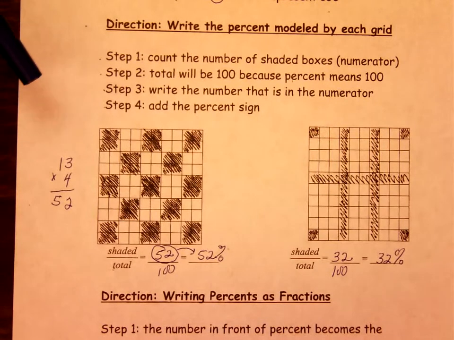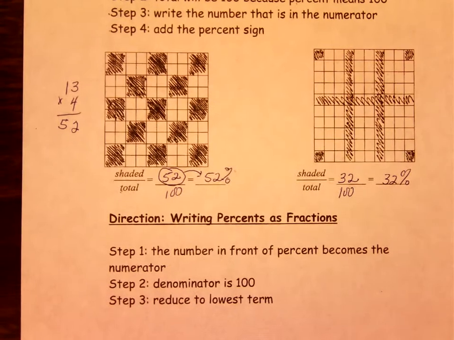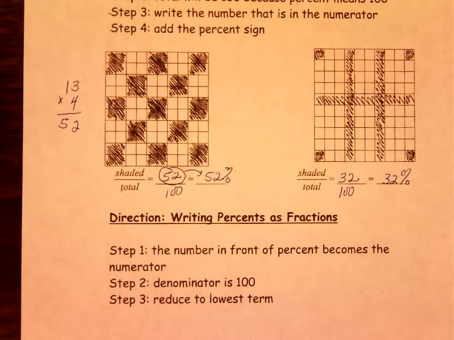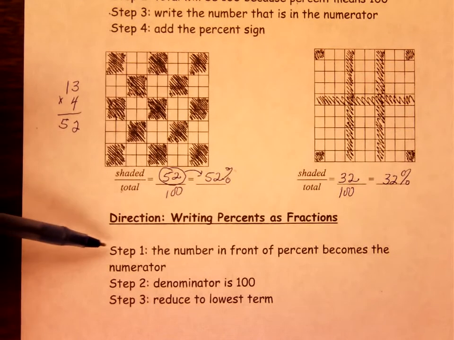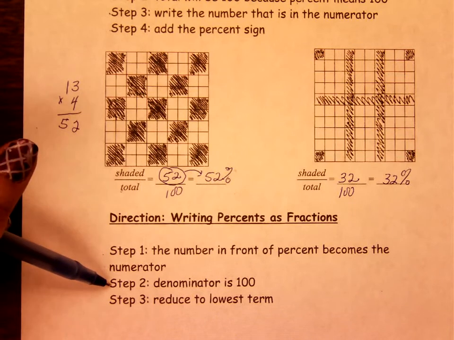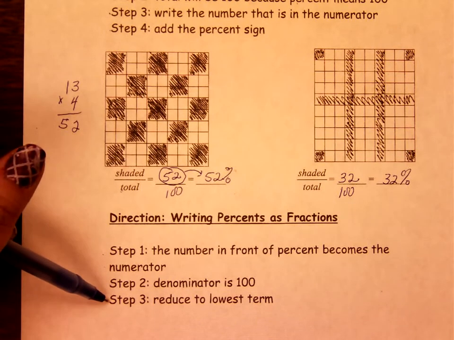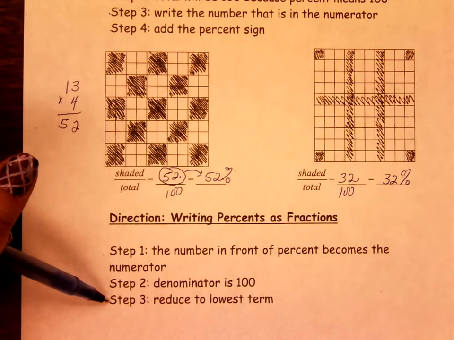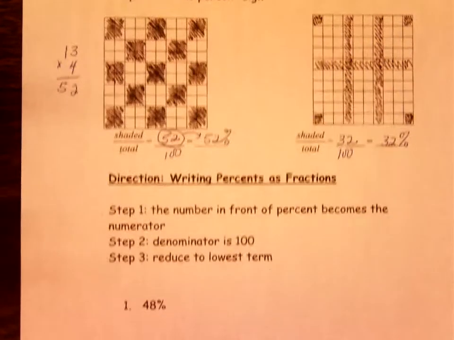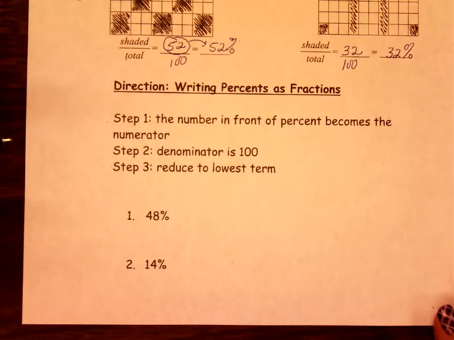The next part, the direction says to write a percent as a fraction. So here are your steps. Step 1, the number in front of the percent becomes the numerator. Step 2, the denominator is 100. And step 3 is to reduce to its lowest terms. So let's look at your example.